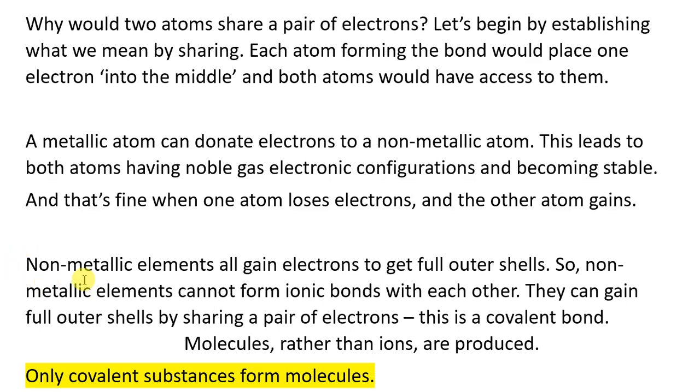So non-metallic elements cannot form ionic bonds with each other. Not going to work. Atoms of both elements need to gain electrons. But they can gain full outer shells by sharing. That's the formation of a covalent bond. And very important to remember, molecules are produced. Molecules are only produced when we have covalent bonds.